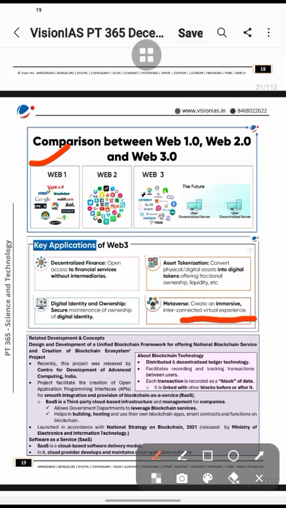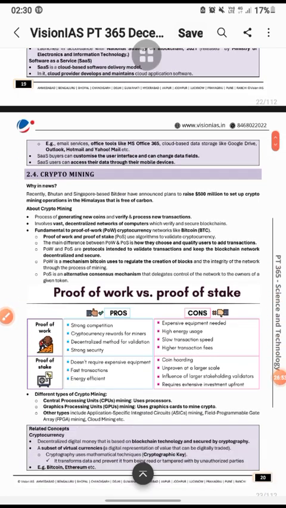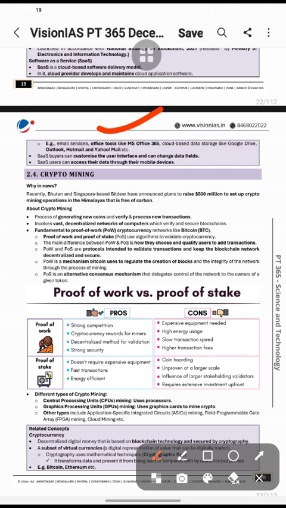Now, design and development of the blockchain framework. It is a distributed and decentralized ledger technology, that is, blocks of data. The Centre for Development of Advanced Computing (C-DAC) enables smooth integration of the blockchain, with a third-party cloud infrastructure management company. Blockchain service was given under the national strategy on blockchain. The Ministry of MeitY is working on blockchain technology, and SaaS, software as a service, is a model of cloud computing, like MS Office 365 and Yahoo, where software as a service customizes the user interface, and you can change and access the data.